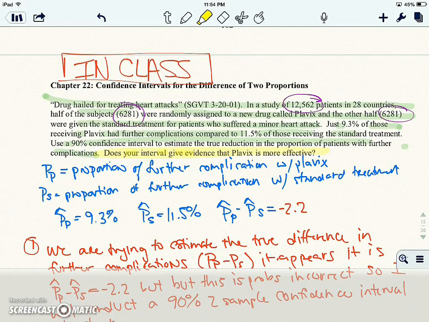So we're going to use our regular 4 steps, but first we have to define everything. P_P is the proportion of further complications with Plavix, and P_S is the proportion of further complications with the standard treatment. Based off of our study of 12,562 patients, p-hat of people that took Plavix was 9.3% who had further complications, while with the standard treatment, more people seem to have further complications. So the difference, Plavix minus standard, is negative 2.2. Since we're looking at further complications as a bad thing, negative 2.2 is indicative that it looks like Plavix is better right now. But we're going to check to see how likely it is that our actual difference is negative. So we're going to do a confidence interval surrounding negative 2.2.